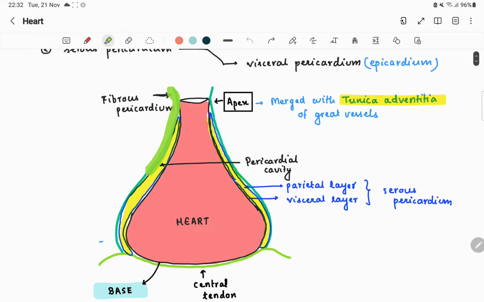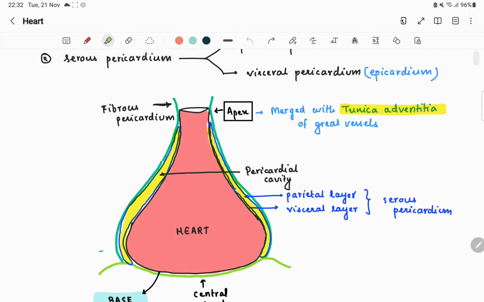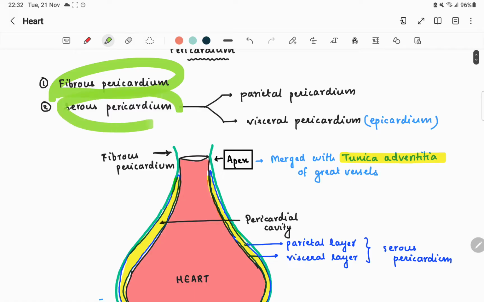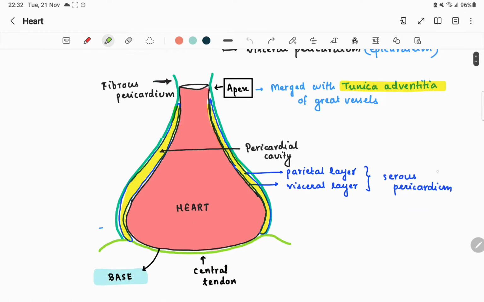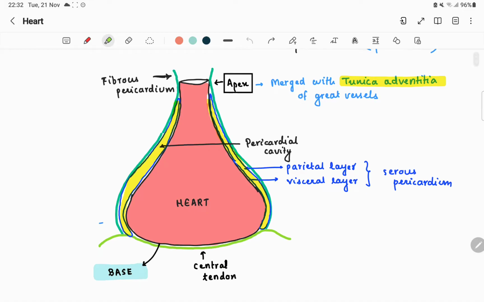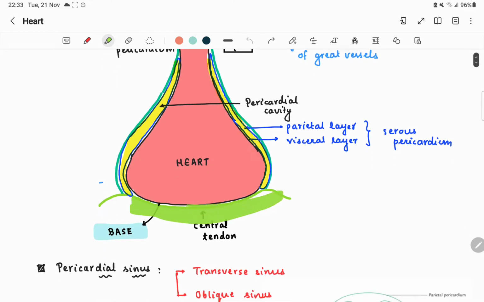So you can see here is our fibrous pericardium. And we have our parietal layer and the visceral layer that form the serous pericardium. So this is your serous pericardium, which contains a parietal layer as well as a visceral layer. This visceral layer is intrinsically connected to your heart. And here we have a tendon which is called the central tendon.